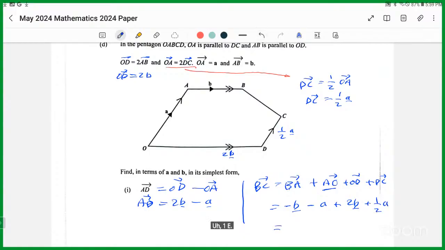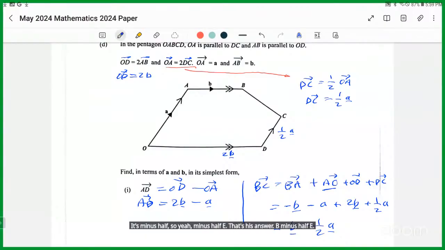Let's consolidate the values. So it's 2B minus B is B. And then half of A minus a whole A gives you minus half. I can say minus 1 plus half is minus half. So yeah, minus half A. That's the answer. B minus half A.